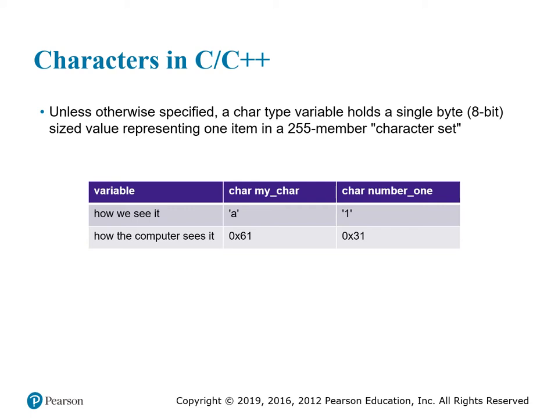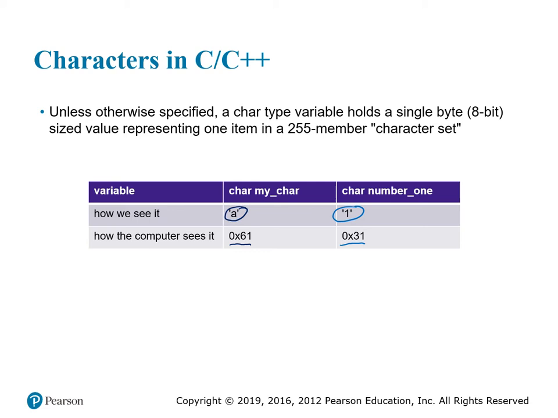So for example, if we set the value of character myChar to single quote A single quote, the computer would store that as the hexadecimal value 61, which is a 1-byte value. If we set our character number1 to single quote 1 single quote, the computer would store that as the 1-byte value hexadecimal 31.